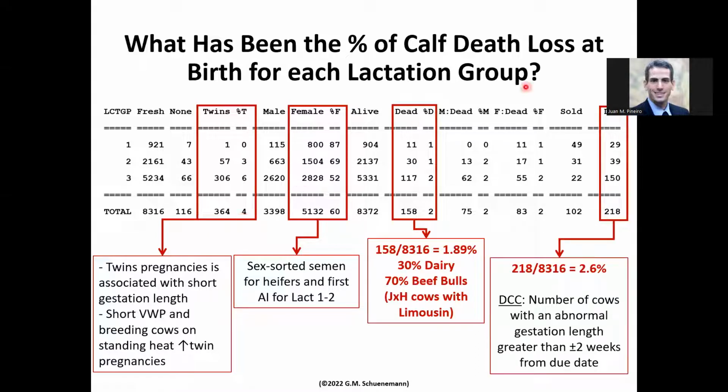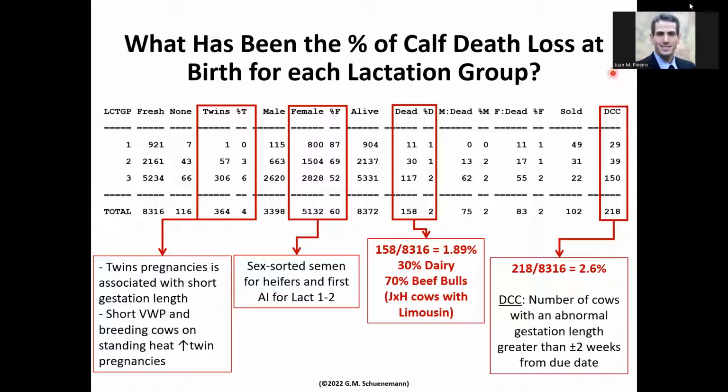And another component that I do pay close attention to is what we call days carried calf, DCC. This is important because this portion of the graph is telling you what percentage of cows out of the total cows in the analysis. These are the number of cows with an abnormal gestation length. They are greater than 2 weeks from due date.